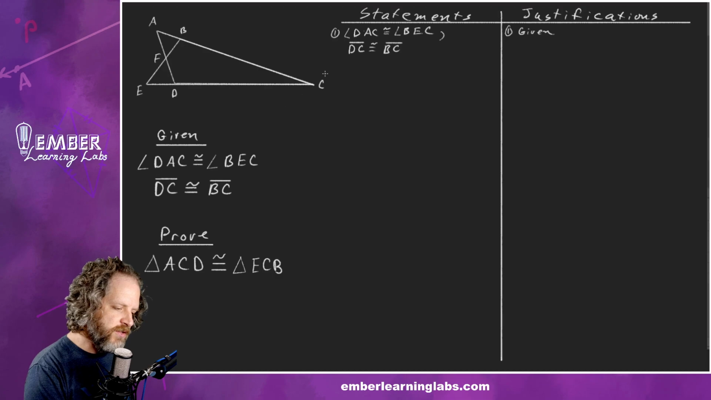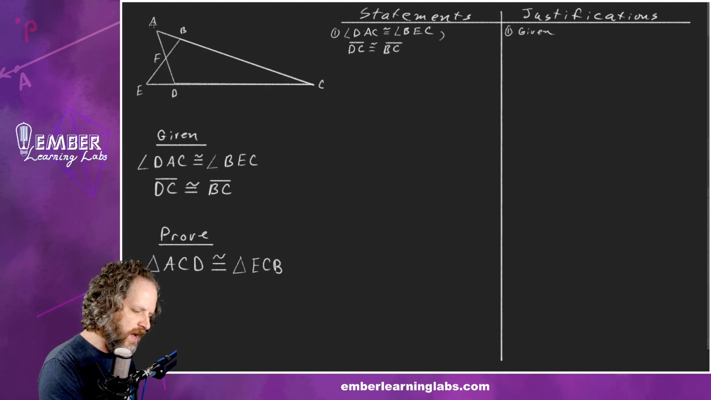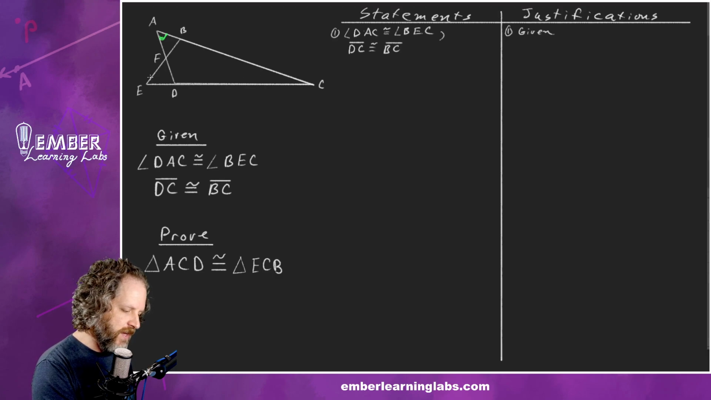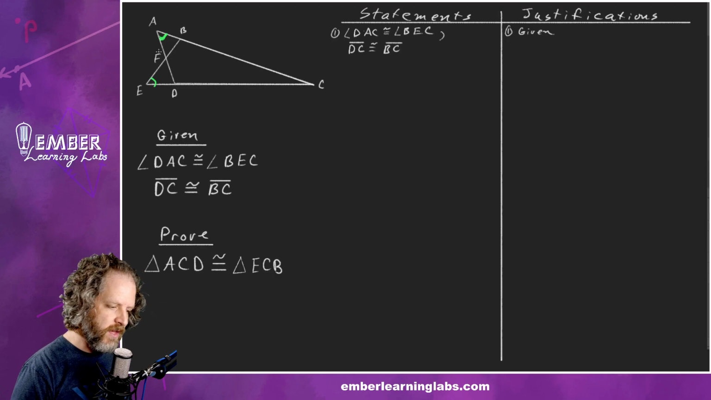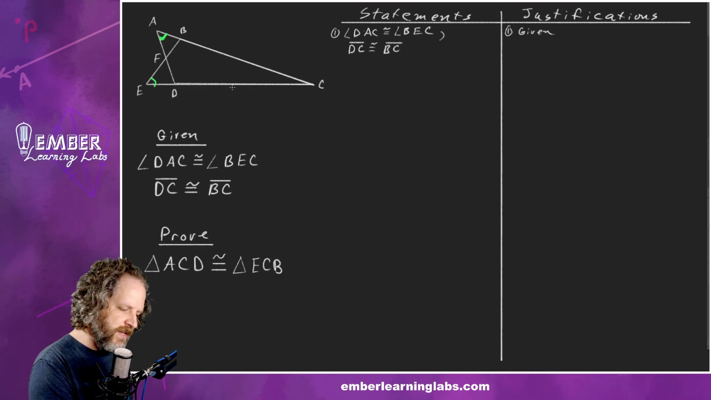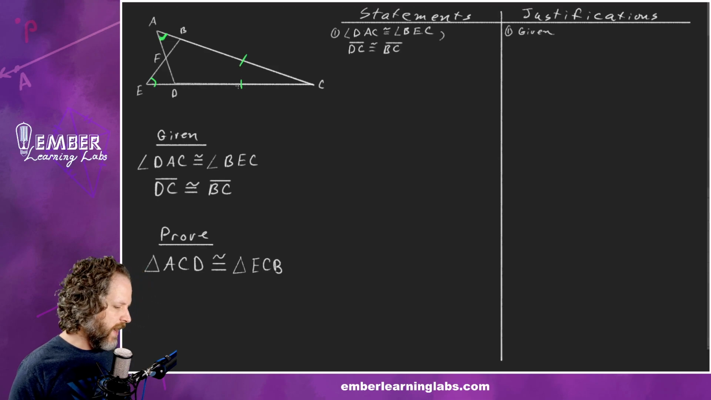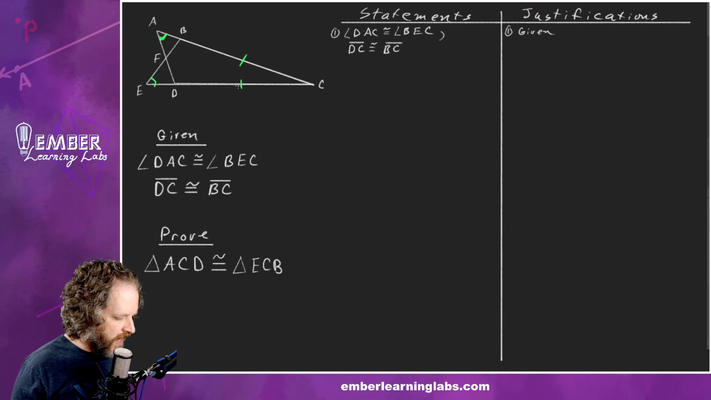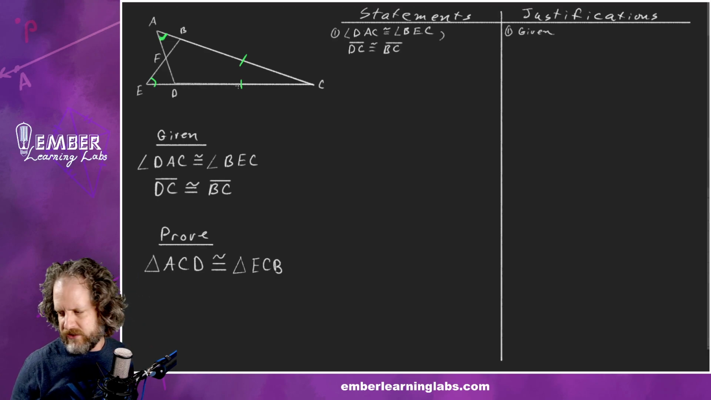There we go. We're given that angle DAC, so that's this one right here, is congruent to angle BEC. So that's this one right there. We're given that these two angles are congruent. We're also told that segment DC, this one right here, is congruent to segment BC. So this one is congruent to that one. Easy peasy. So we've got an angle, and we've got a side, and other angles and other things.